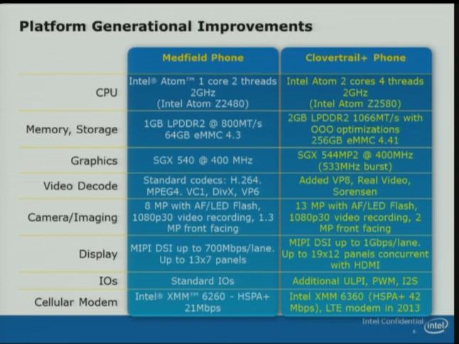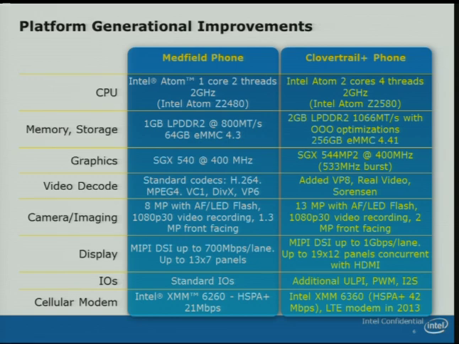Display-wise, MIPI DSI on both of them, except the Clover Trail Plus phone supports 1 gigabit per second per lane, as opposed to 700 megabits per second per lane. That improved the resolution support from 13:7 to 19:12. And the MIPI DSI is concurrent. You can actually display 2 different images on the MIPI panel and an external HDMI. The first generation phone supported all of the standard IOs, but we added an additional ULPI for an internal USB and additional PWM and I2Ss.